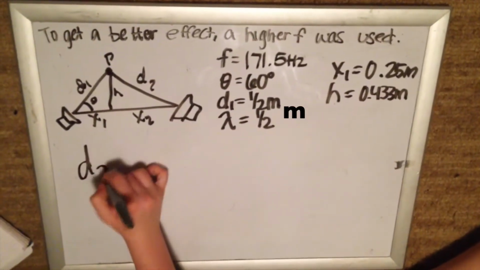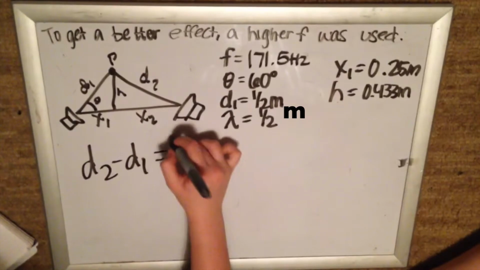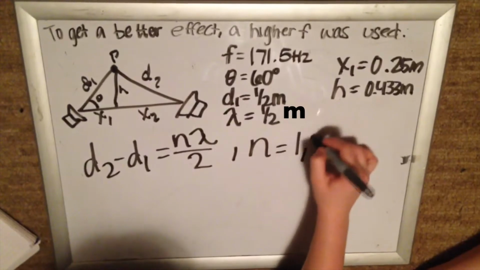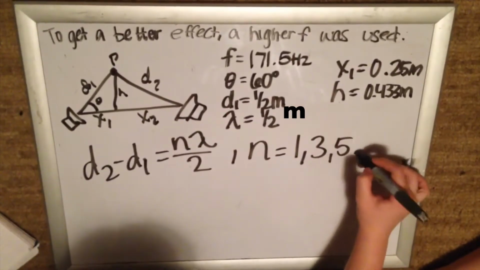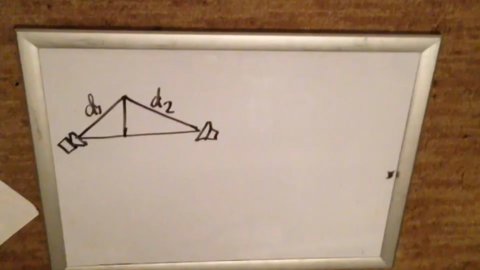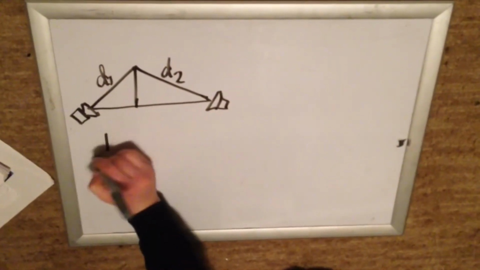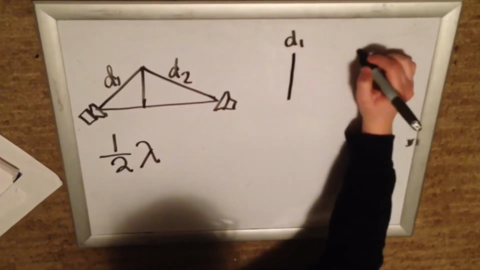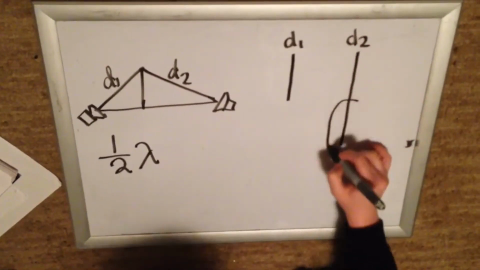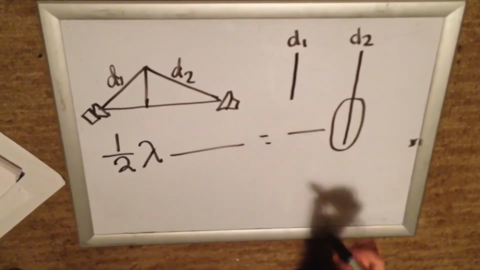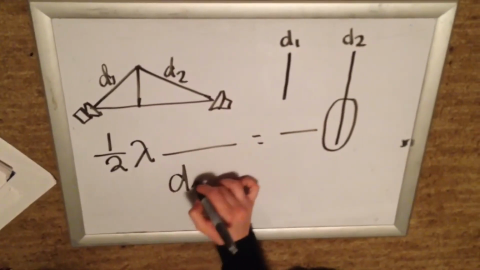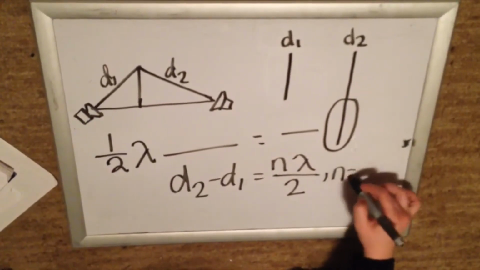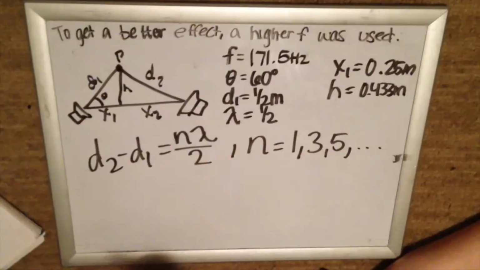Now, to find distance 2, we will have to use the equation distance 2 minus distance 1 equals n times the wavelength over 2, where n equals 1, 3, 5, and so on. We know that in order to have destructive interference, a crest and a trough have to match up. In order to make them match up, we need to shift the wave an entire half of a wavelength. So pretty much, the difference between the two distances needs to equal half of a wavelength, or a multiple of half of a wavelength. Therefore, we get the equation, the difference in distance equals n times the wavelength divided by 2, where n will represent the multiple of half a wavelength.